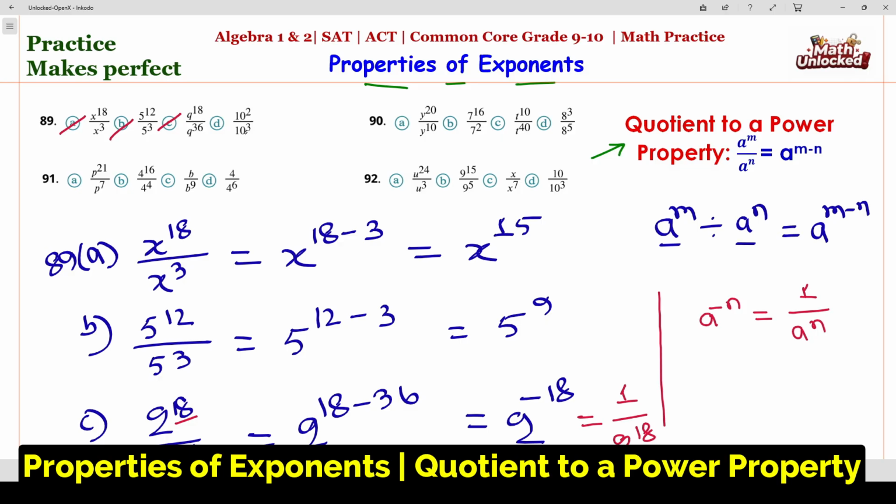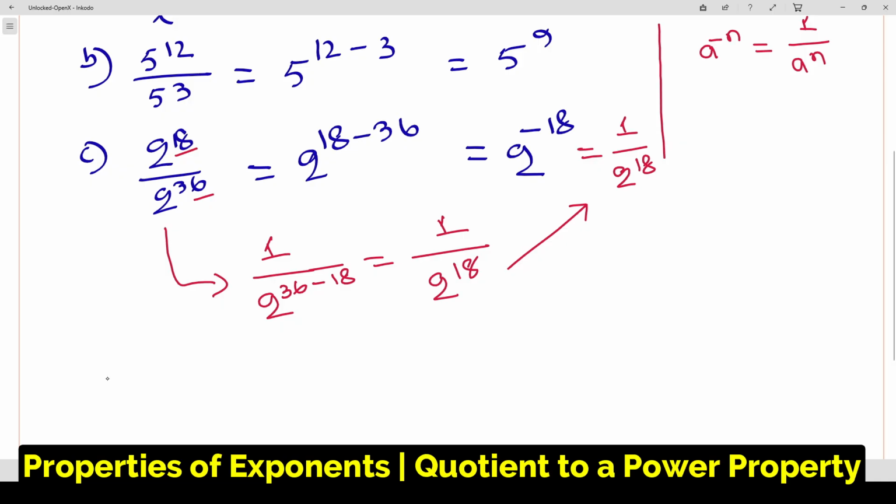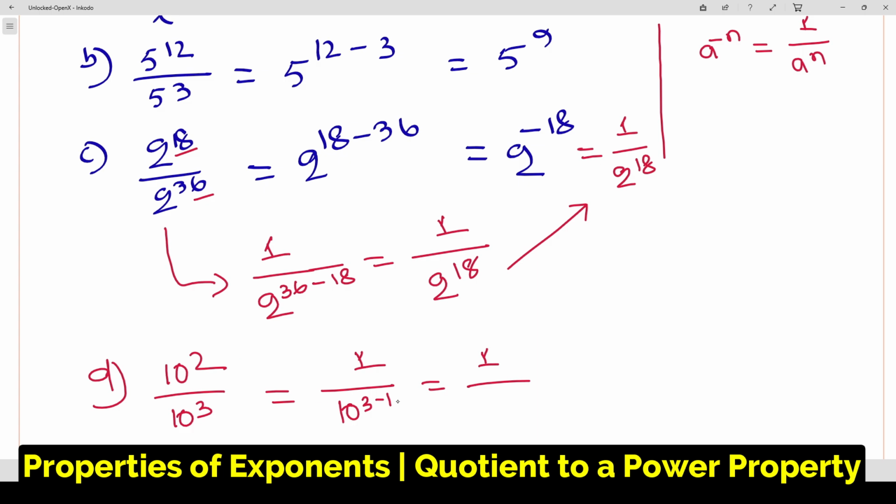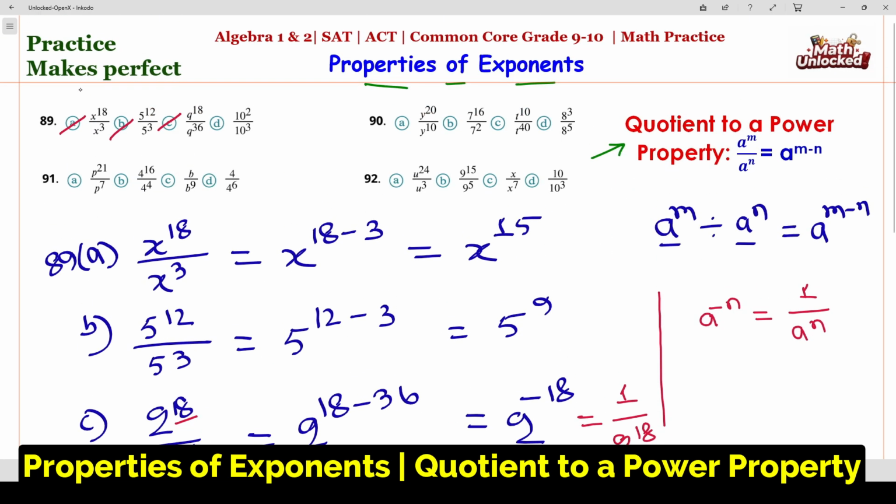Now D: 10 squared divided by 10 to the power 3. So we can write 10 to the power 2 divided by 10 to the power 3. So this one we can write 1 divided by 10 to the power 3 minus 2, right? It's 1. So 10 to the power 1, which means 1 by 10. So 89 done. In this video we are trying to solve lots of math based on the quotient to a power property.